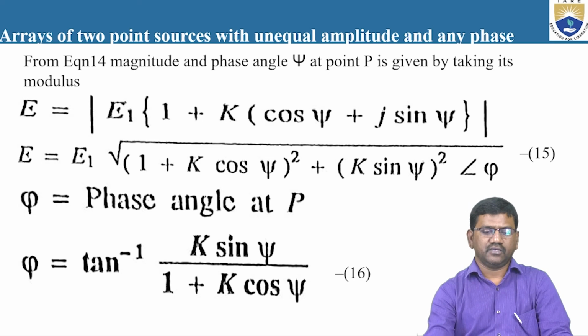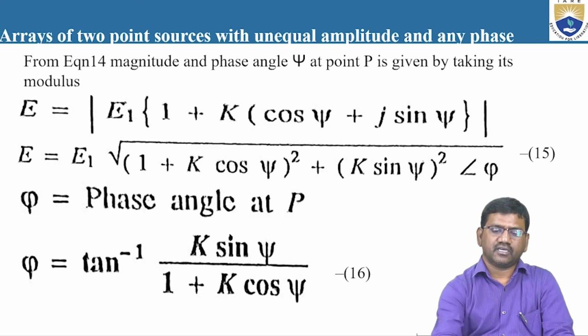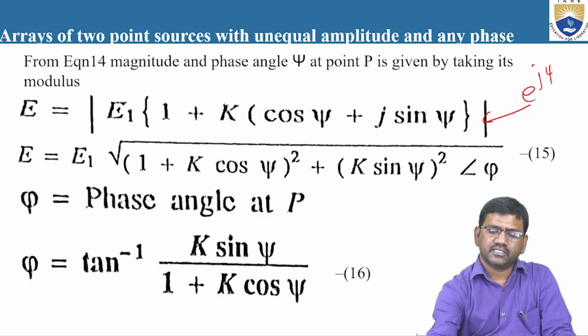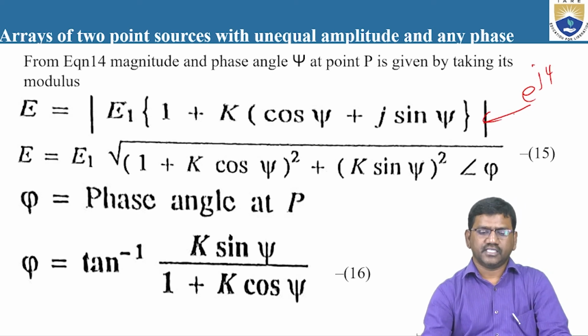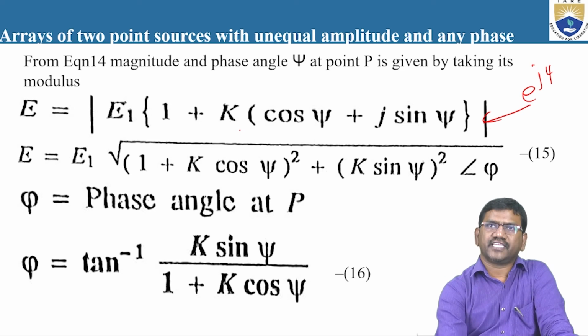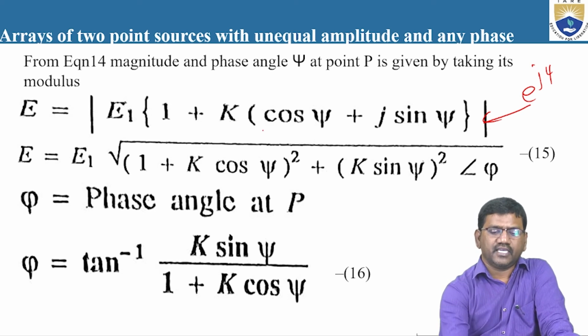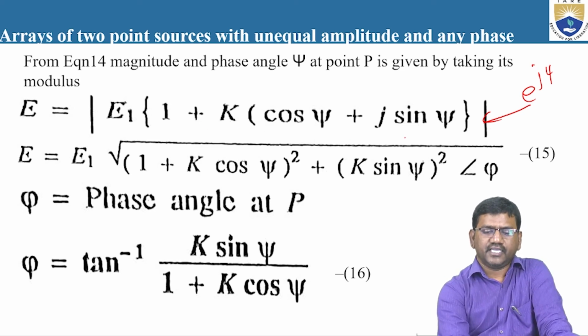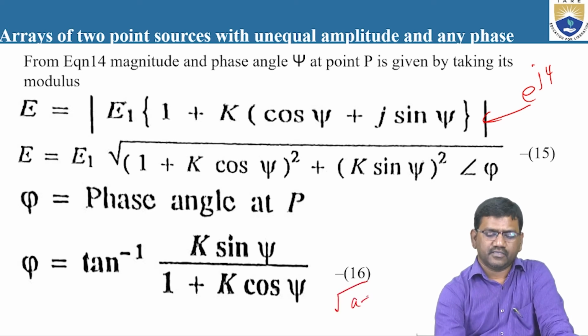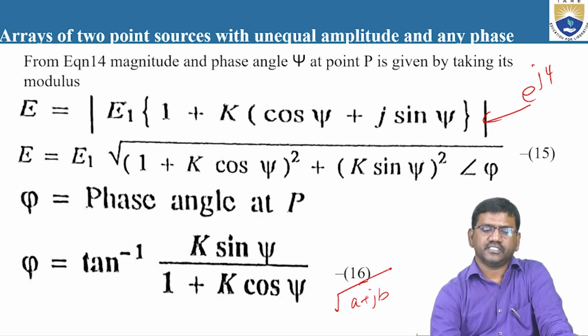E1 into 1 plus k into e power j psi, we can write as cos psi plus j sin psi. We know that e power j psi represents cos psi plus j sin psi. And if we further simplify this expression by multiplying with k, you will get 1 plus k cos psi plus jk sin psi. So we are going to write it in the form of a plus jb.